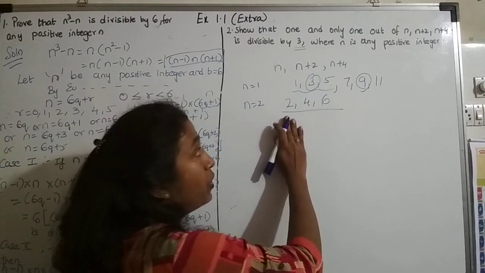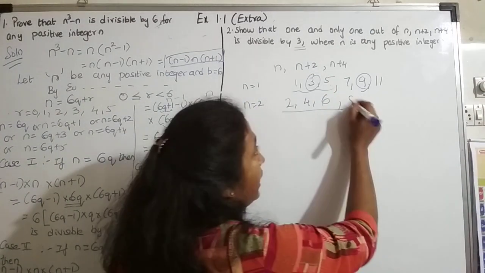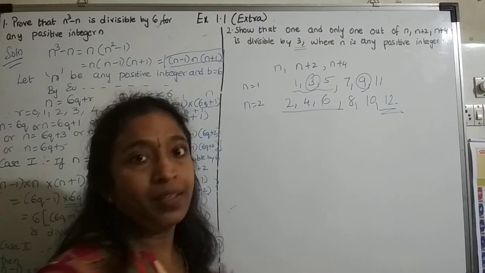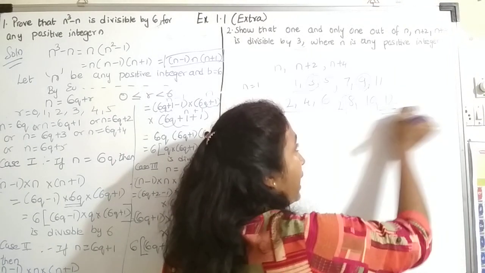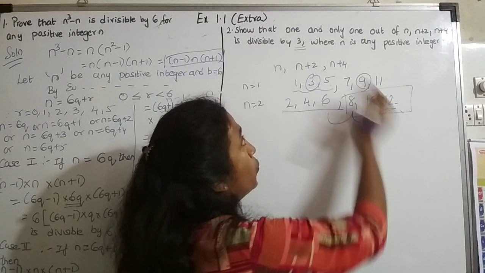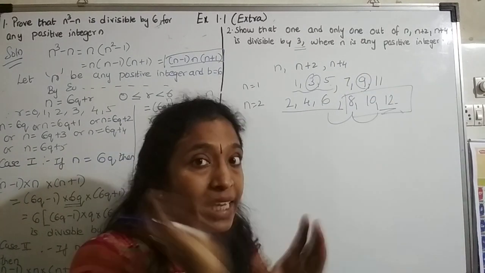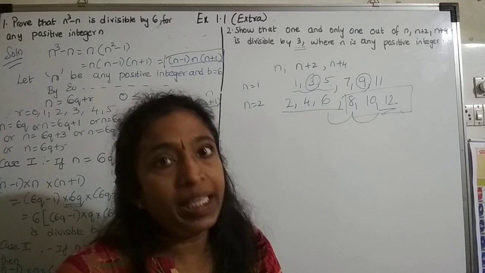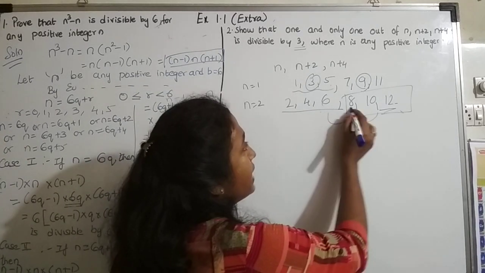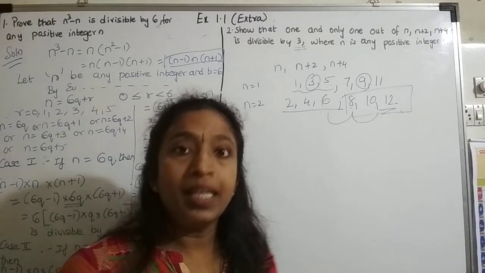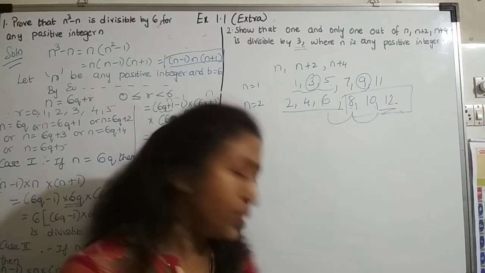Similarly, when I take even numbers 2, 4, 6, and the next set 8, 10, 12, 12 is divisible by 3. So when I take each set of 3 numbers, differing by 2, that is n, n plus 2, n plus 4, only one number will be divisible by 3. That is what it said. If I take 6, 8, 10, 6 is divisible by 3. That we have to prove using Euclid's division lemma.